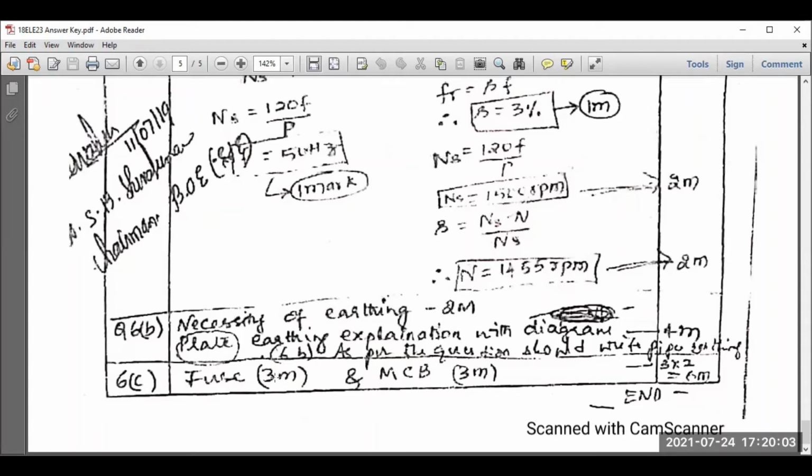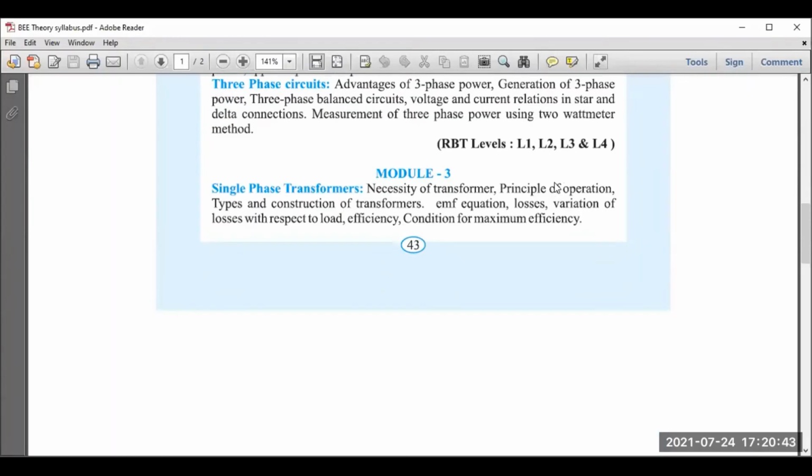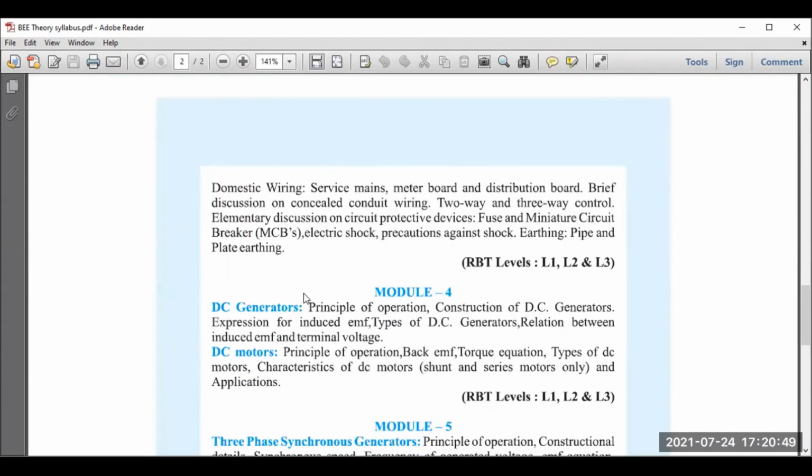Then fuse, if you write in detail, you will get 3 marks, and MCB will get 3 marks. My suggestion: mention everything point by point so that the evaluator can give the marks easily. So these are the questions which can be expected from module 3, single phase transformers.